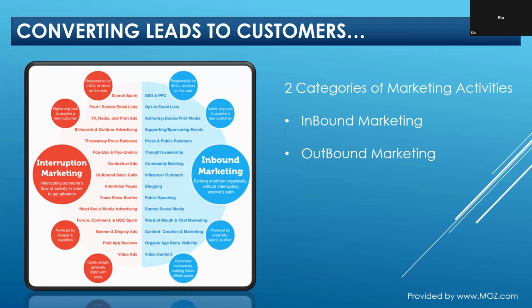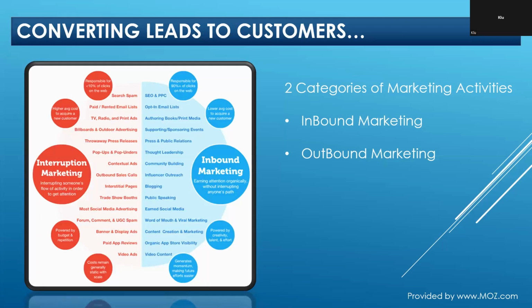So starting with the left side, the interruption marketing or outbound marketing, some of the examples of these are search spam. That's when companies try to trick Google into showing your website using hidden text, sneaky redirects, doorway pages, these kinds of tactics. They're just considered spammy, and you might get away with it for a little while, but then Google's going to figure it out and penalize you for it. So you don't want to do that.